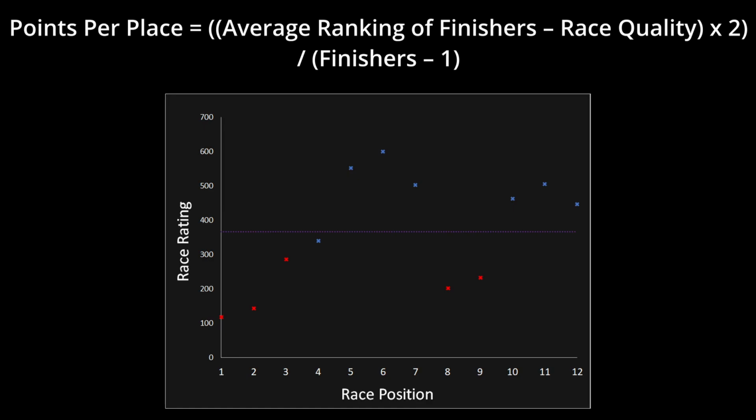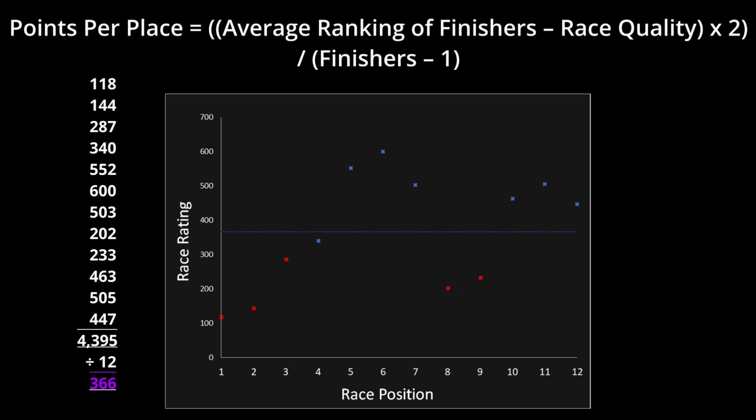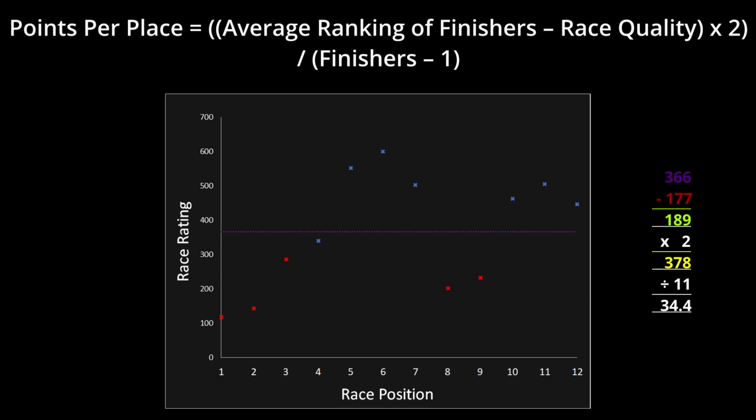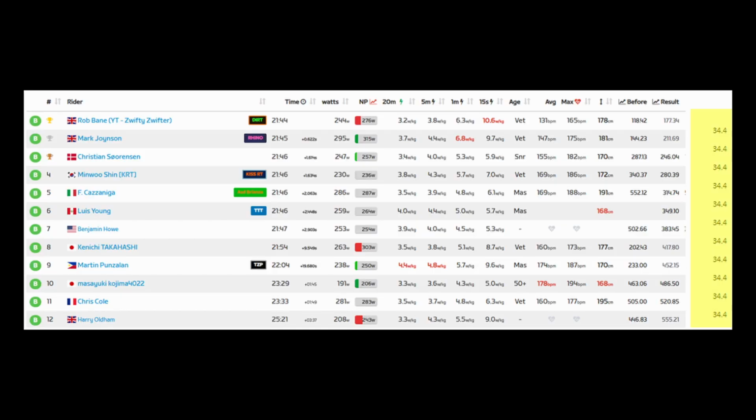So the average ranking of all finishers, that's the purple line, that's the red and the blue average of those. The race quality we already know, and the difference between the two is shown by this green arrow, and then if we times that by 2, that gives us 378 and the top half of our sum, and then if we divide all that by 11, then we get our points per place of 34.4, and we can check that against our race results, and indeed it adds up. Each position is 34.4 points higher than the previous, and that's how we calculate race ratings for any race.